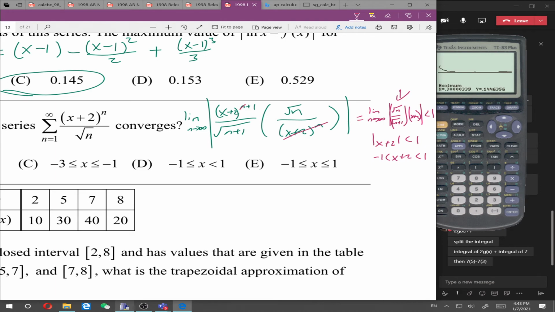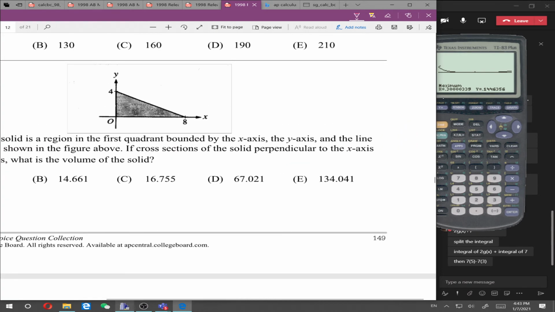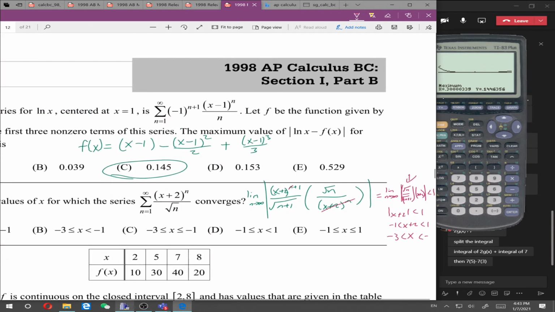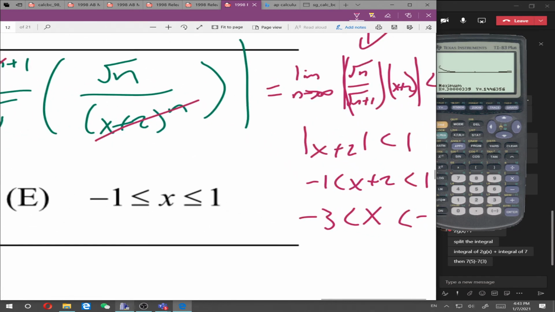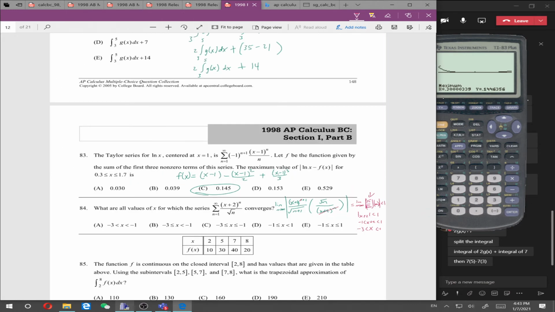So what does x need to be between? Negative 3 and negative 1. Okay, negative 3 and negative 1. I think I've gone a little bit too far over there. Can't hit that without hitting the side. There we go. Which is B.